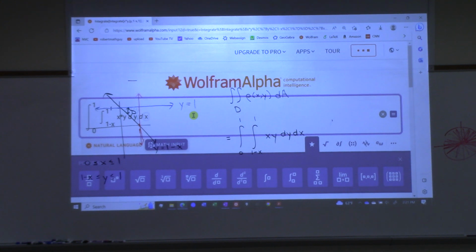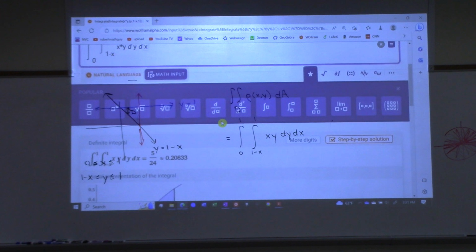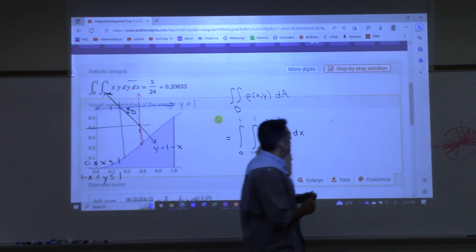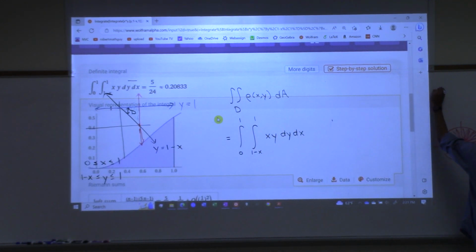Now we need this answer because we're going to continue with this problem. The result is 5 over 24. So the mass of this object is 5 over 24.